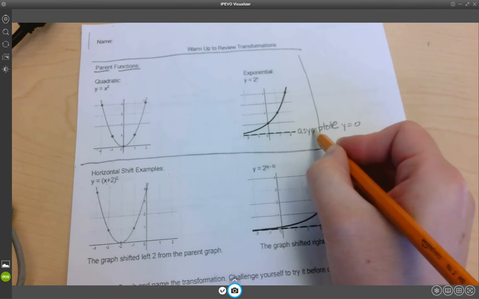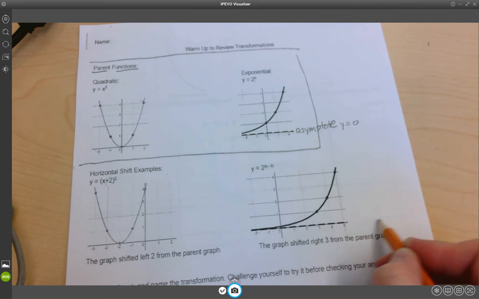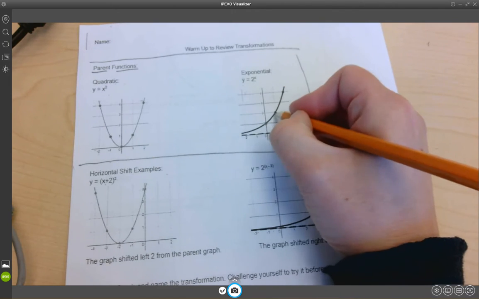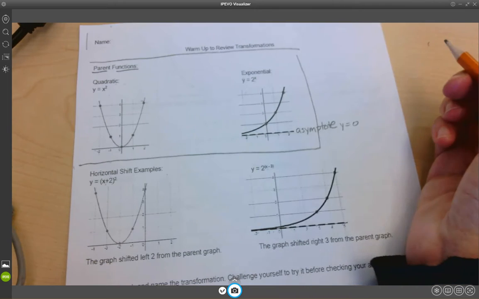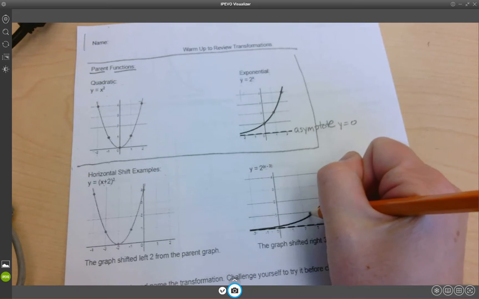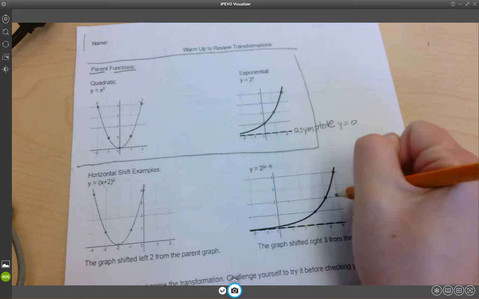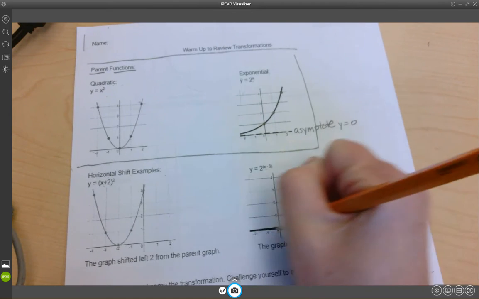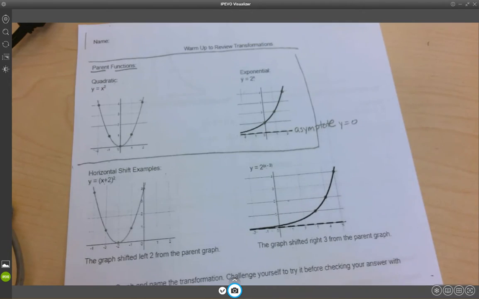And if I shift it right 3, it's really still in the same place. So my asymptote stays. And then I have these 3 key points right here that I'm going to shift. So I'm going to shift each of these points right 3. So this point shifts right 3, this point shifts right 3, and this point shifts right 3. And then you sketch in your new graph.